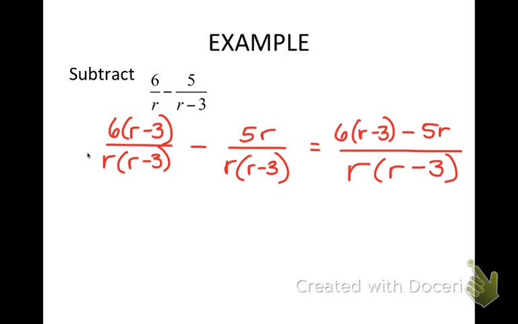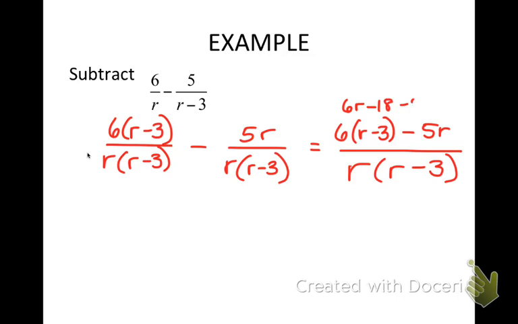No, you cannot just cancel out that r minus 3. You can only cancel things out when something is in completely factored form. I see a subtraction sign. Completely factored form means everything's being multiplied by each other. So let's simplify my numerator. Distributive property. So I'm going to work up here.